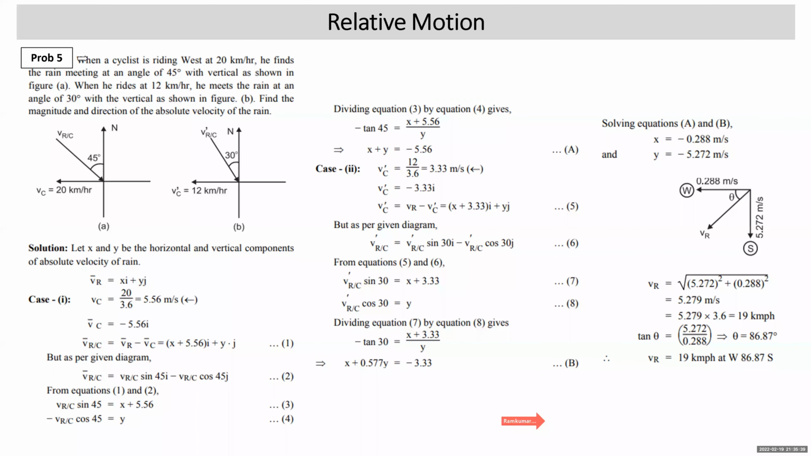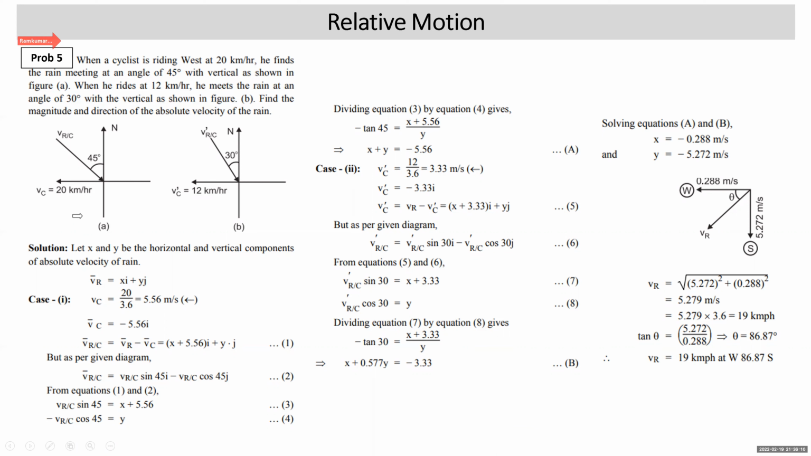Now this is a little lengthy sum. This also involves the motion of the cyclist in 2 observations. That's interesting. When a cyclist is riding west at 20 km per hour, he finds the rain meeting at an angle of 45 degrees with the vertical as shown in figure A. When he rides at 12 km per hour, he meets the rain at an angle of 30 degrees with the vertical as shown in figure B. Find the magnitude and direction of absolute velocity of rain.